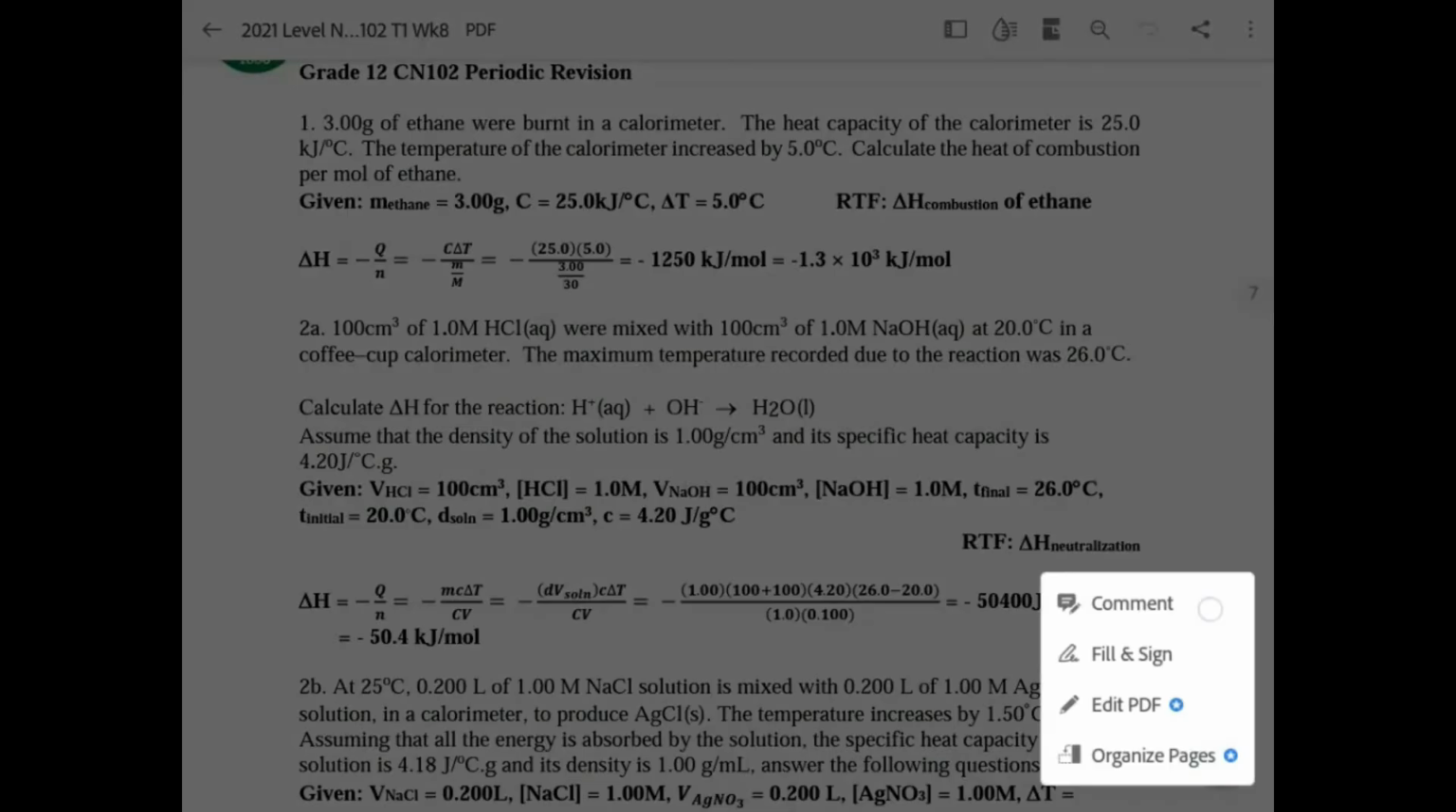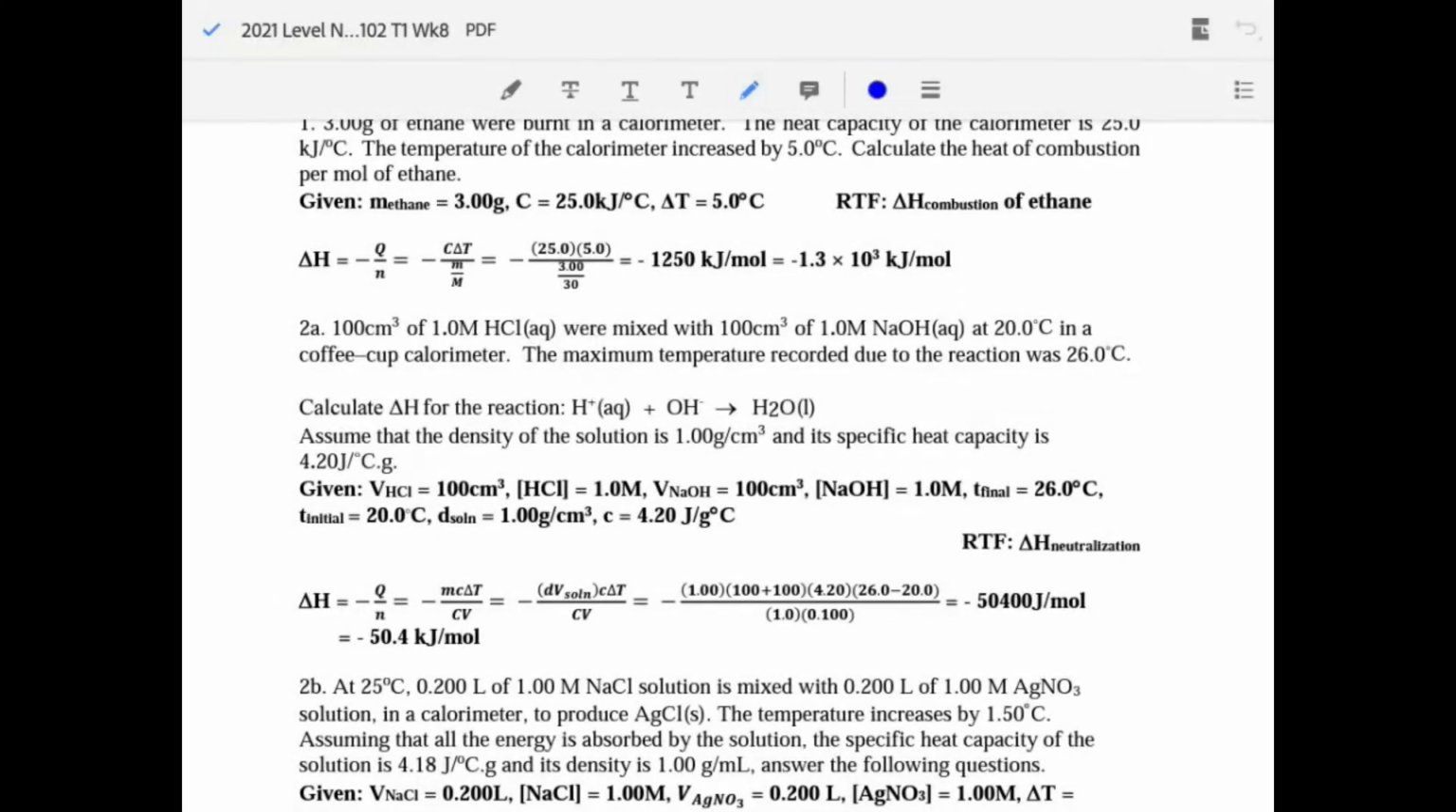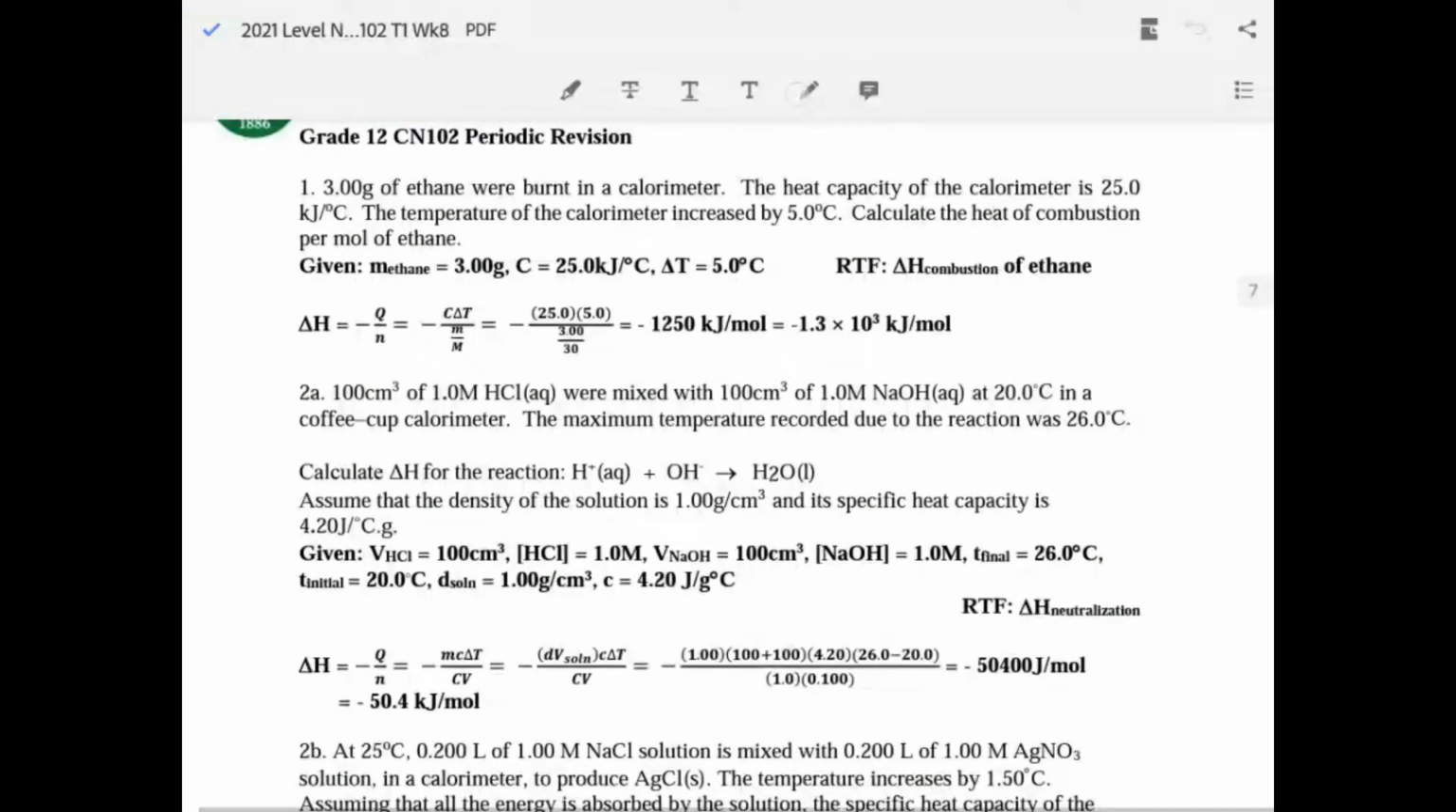So let's start off. The first question is 3 grams of ethane were burnt and heat capacity 25 kilojoules. And they say calculate heat combustion per mole of ethane. So obviously heat combustion per mole of ethane gives you a general idea of energy per mole. So you can just work off that.